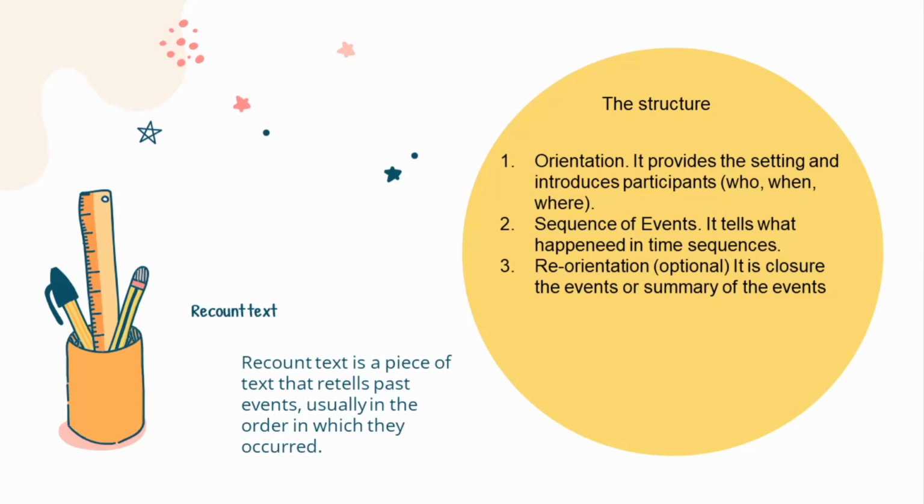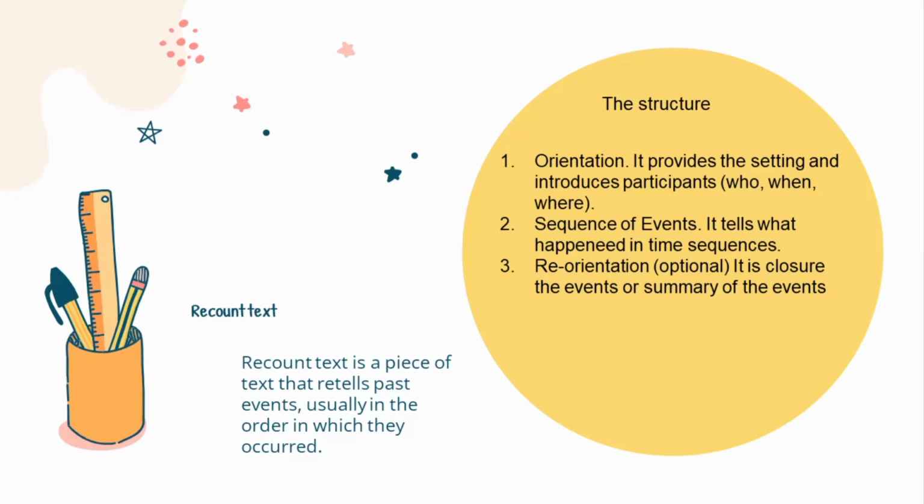The language features of the recount text are, first, it focuses on specific participants. For example, I went to Jakarta with my family. Second, it is written in past tense. For example, we visited our relatives there. Third, it focuses on temporal connectives. For example, we then looked at some games and equipment.